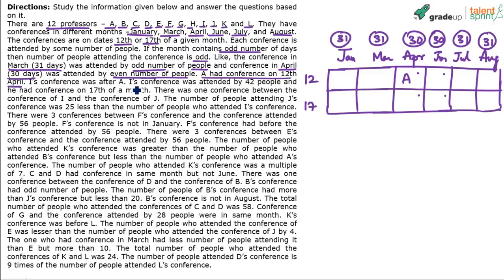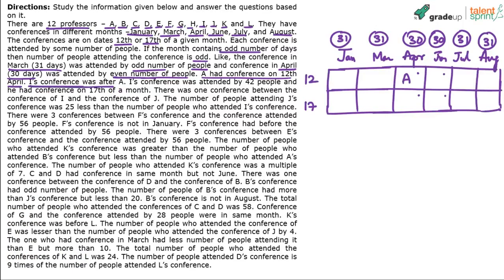But then he says, I's conference was attended by 42 people and he had conference on 17th of a month. Now, if you take up those 2 points given there, you will find out that there are 2 possible ways of putting I. I's conference was after A. So after A, it can be anywhere here, right, in the 7 cells.